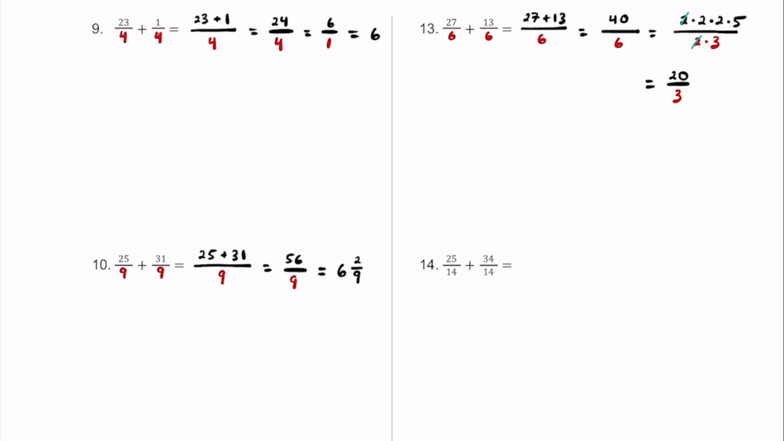But if we're looking for a mixed number, we can say 6 times 3 is 18, which is 2 away from 20. So it's going to be 6 2/3. That would be the mixed number version for the sum here.